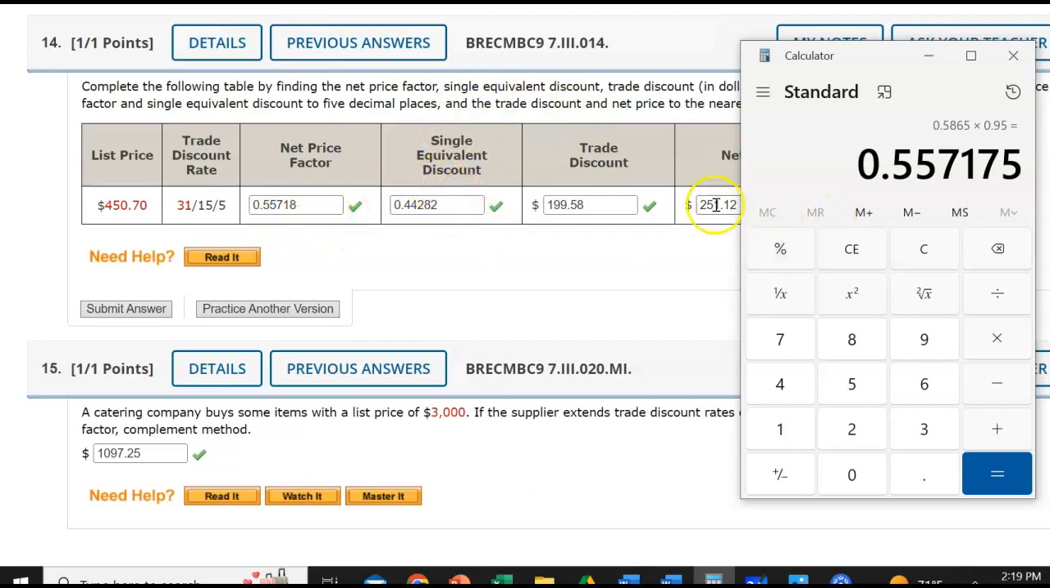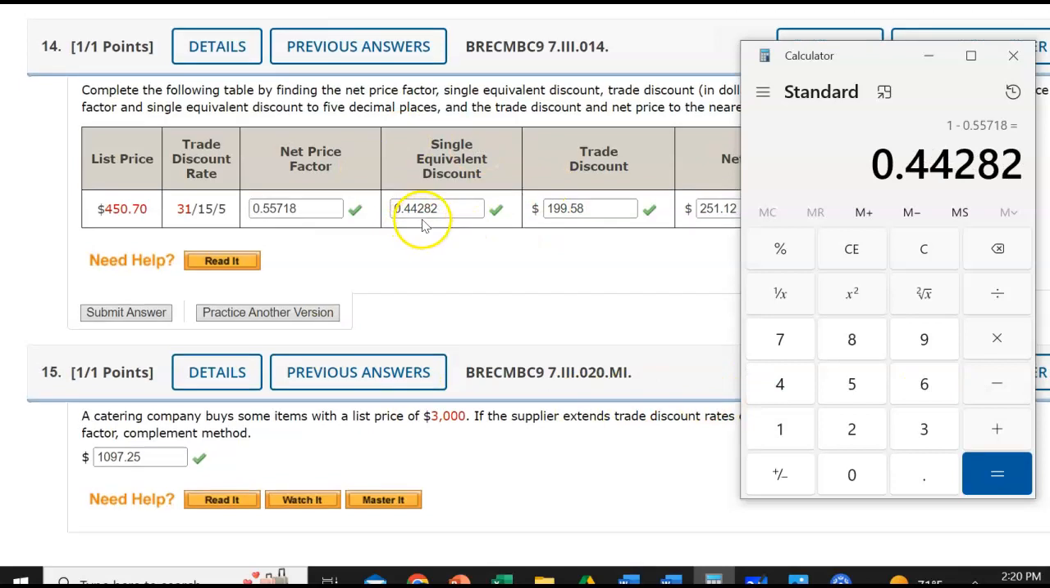To get your single equivalent discount, remember these two complement each other. So you can say 1 minus 0.55718 and get your single equivalent discount. To calculate the trade discount, you're going to take this amount and times it by 450.70 to get your discount. So it's the single equivalent discount times the list price.